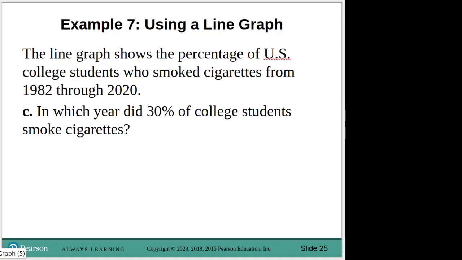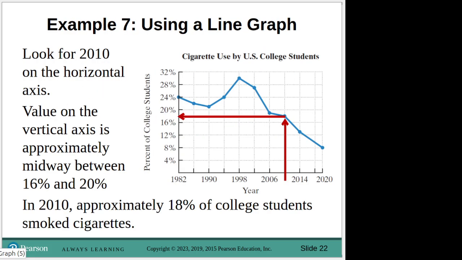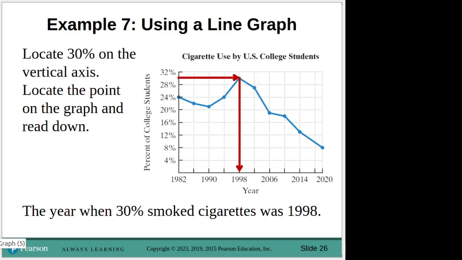In what year did 30% of college students smoke cigarettes? So we come back to the graph and we look for 30%, which is kind of the peak here, and that's 1998. So there's a lot of information that we can encode within graphs, and we use kind of our positional geometry to decode that information.